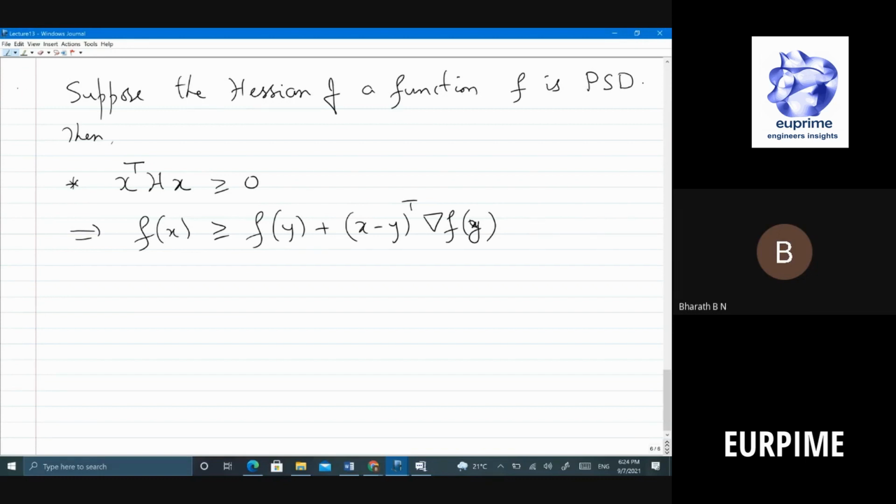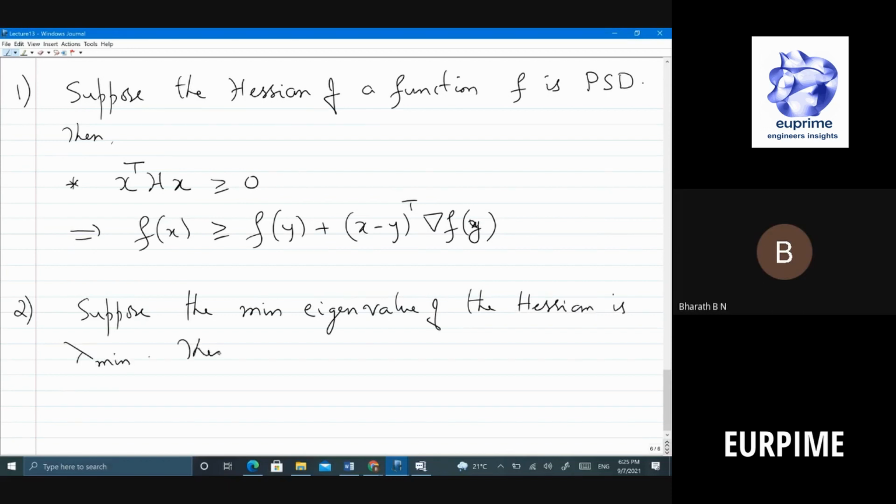This is one observation. Now suppose the minimum eigenvalue of the Hessian is lambda min. Then of course lambda min is greater than 0, so it has strictly positive eigenvalues. So then what can you say about x transpose Hx? In fact, H is H star also, because it doesn't matter at what point you are evaluating the Hessian. This is true for all points.